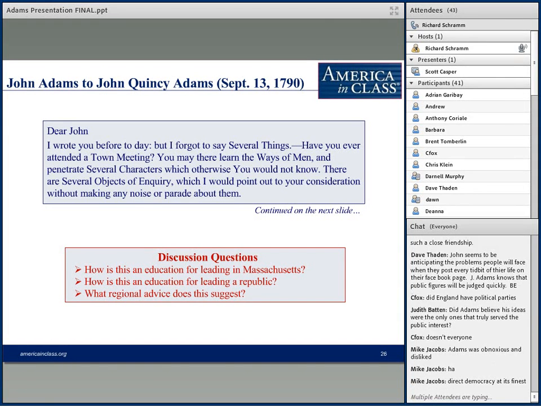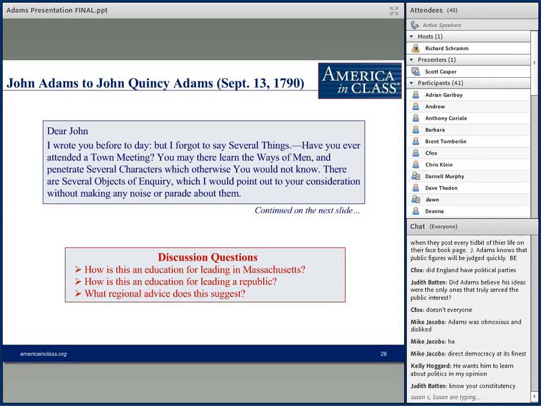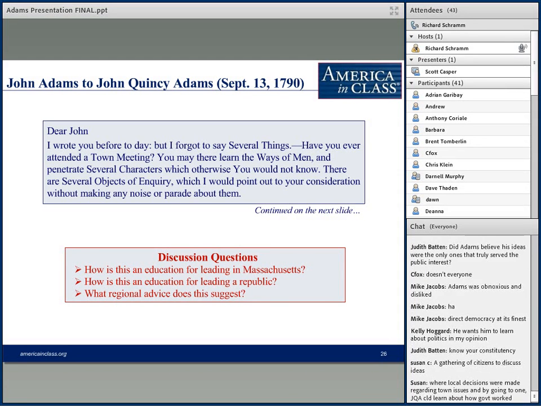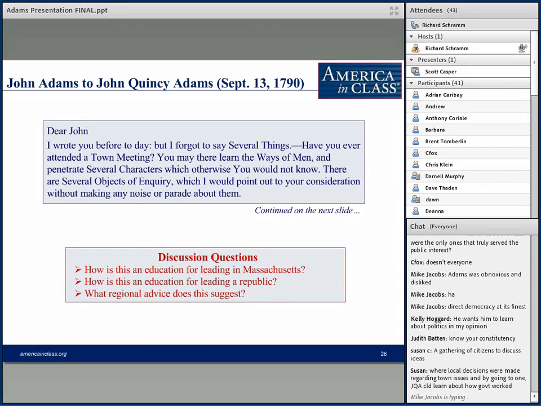And I see two of our discussion questions touch on this. Is this an education for leading in Massachusetts? And is this an education for leading a republic? Okay, it is direct democracy at its finest, a town meeting. He wants them to learn about politics and know your constituency, where local decisions were made regarding town issues. And by going to one, John Quincy could learn about how government works. Absolutely. How do you respond to those?